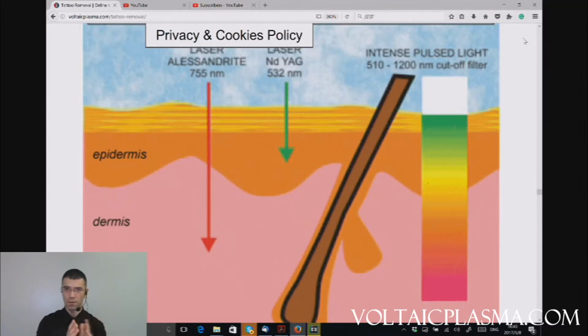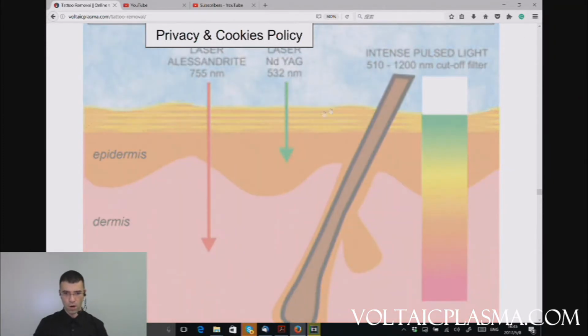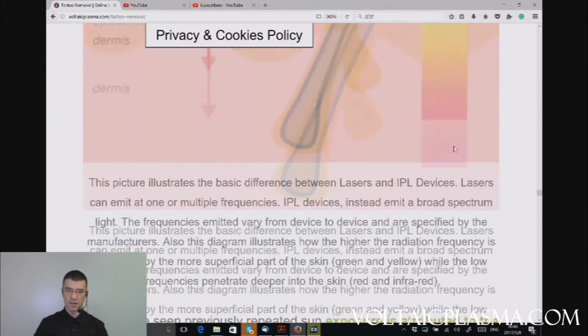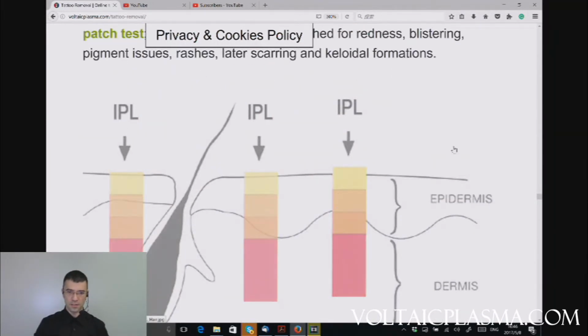So in lasers you have a number of frequencies, one or two, mixed inside the laser. In an IPL you have a broad spectrum of frequencies, like the broad spectrum that you get from sunlight or normal lamps and so on. But also IPL has been used for laser tattoo fading, but they're not popular for this application. More popular for hair removal.